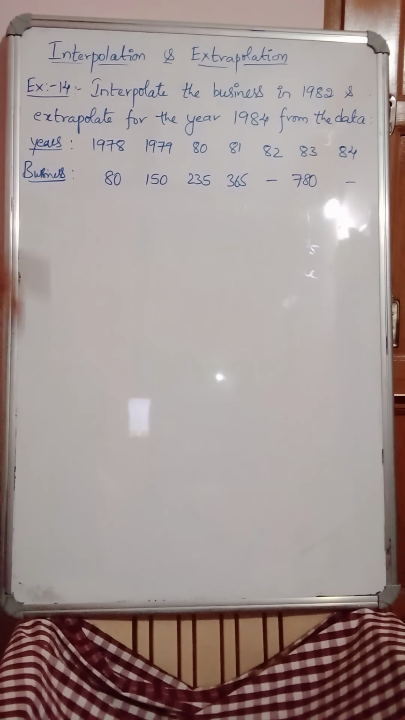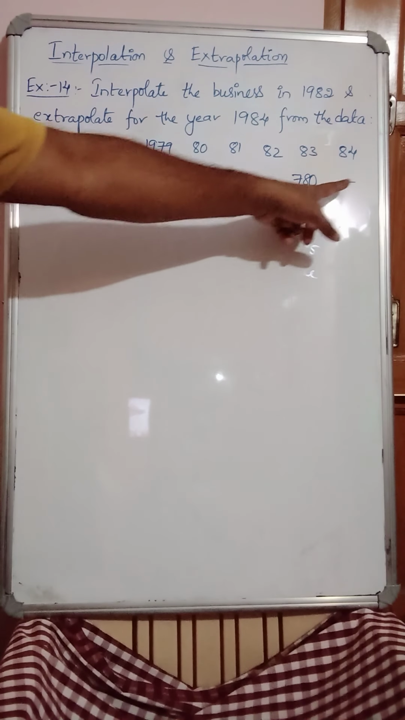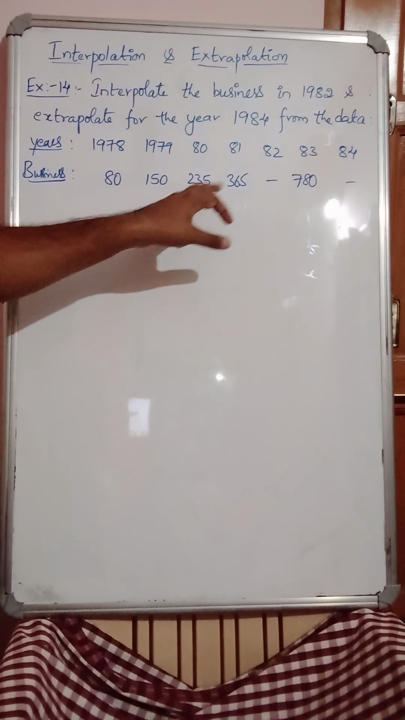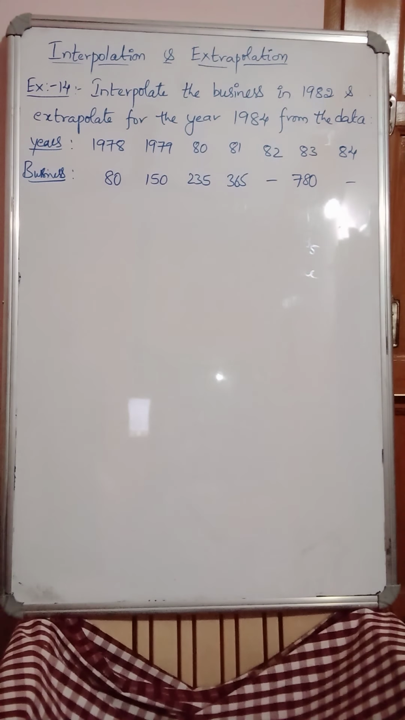So years are given and business in lakhs they have given. So here two missing values were 82 year and 84 year. Those two we are going to calculate now. One is interpolating and another one is extrapolating value. See, how many known values? 1, 2, 3, 4, 5. There are 5 known values.